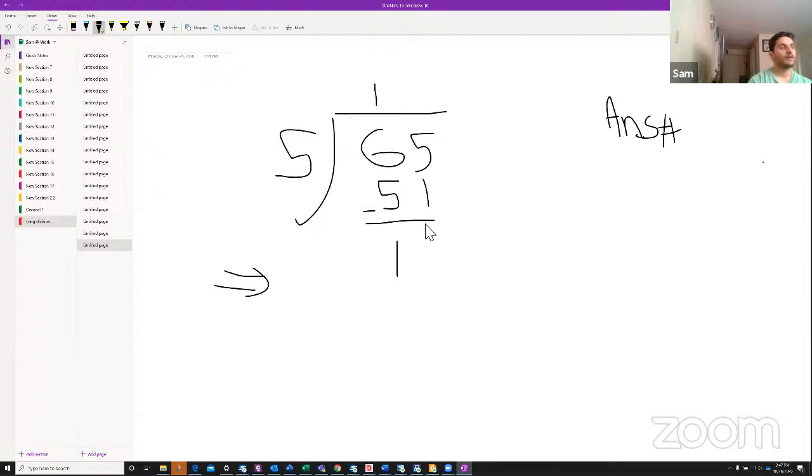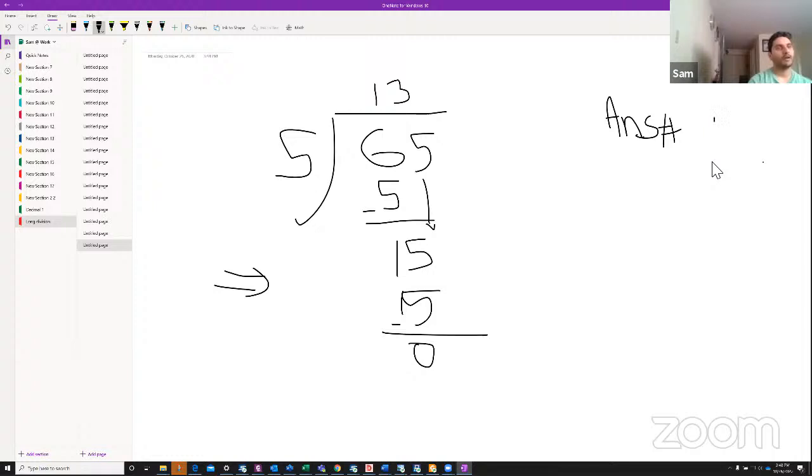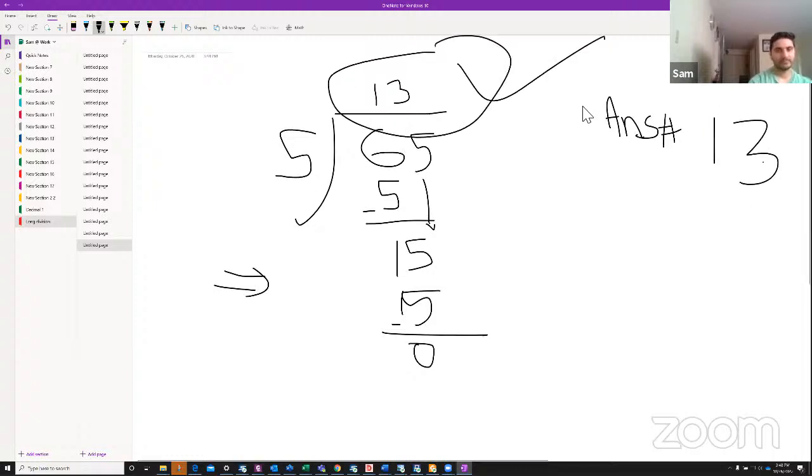Then you could drop down that 5, make it 15. And if you divide 15 by 5, that'll be 3. With 15, that'll be 0 right here. So 13 is the right answer for this one. Okay. Do you have any question or concern on this one?